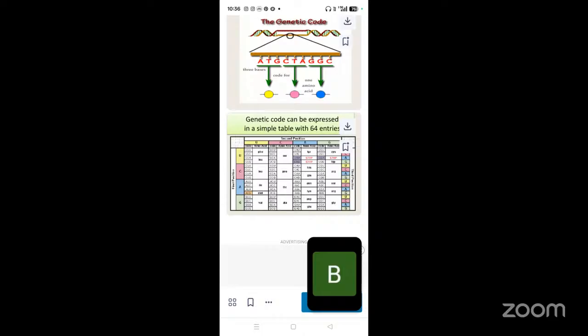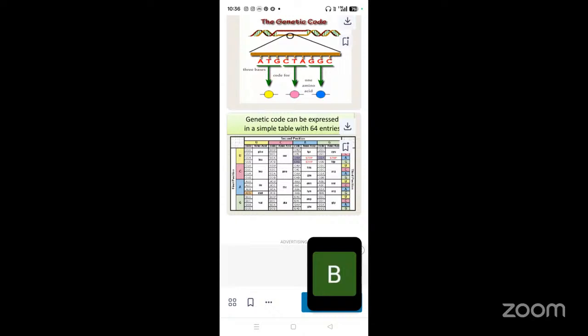Non-ambiguous means the genetic code is non-ambiguous: one codon cannot specify more than one amino acid. Non-overlapping is another characteristic: one base cannot participate in the formation of more than one codon. The code is continuous in translation: the gene is transcribed and translated continuously from a fixed starting point to a fixed stop point. There are no punctuations between the codons.